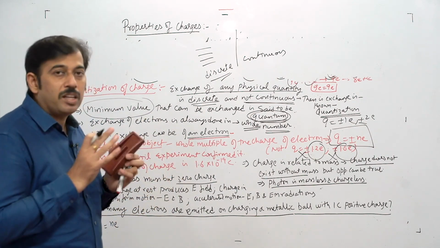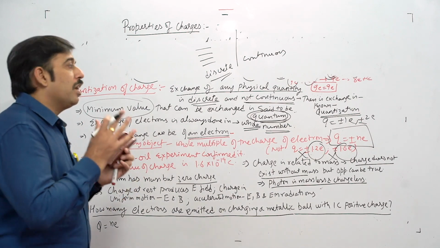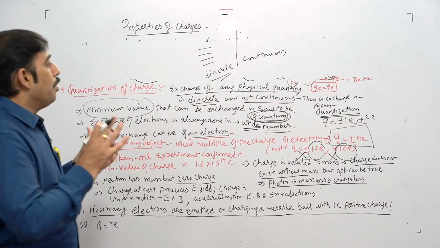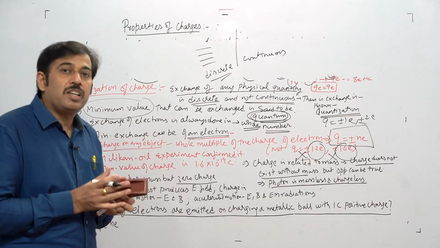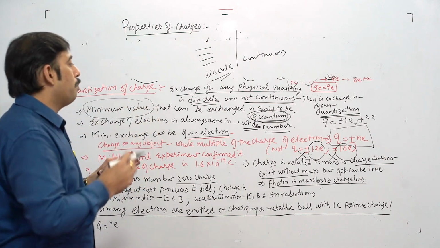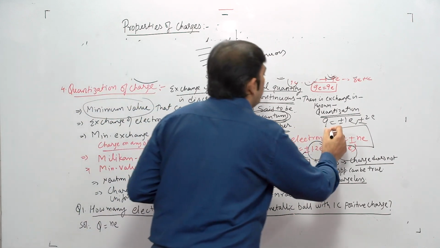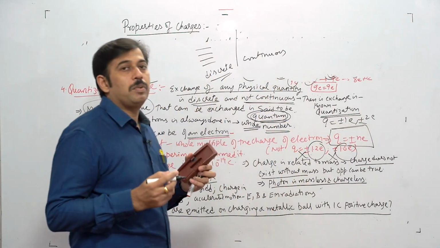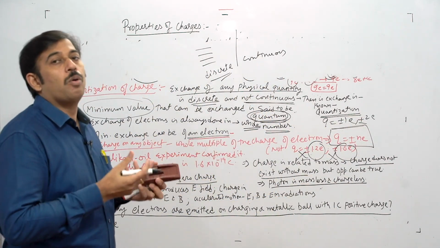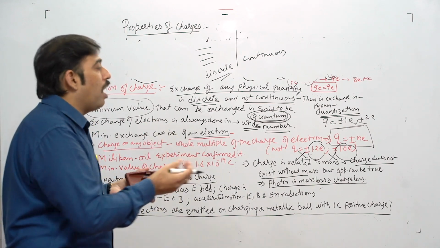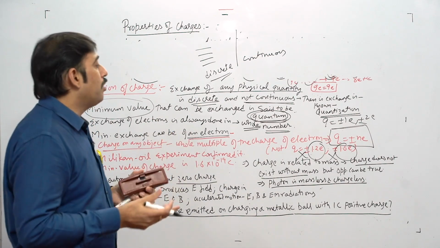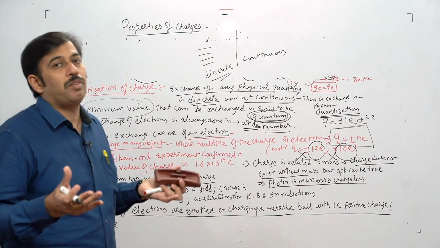So that is very clear now. Quantization means the exchange between two physical bodies has to be in whole numbers, like what we have shown here: Q equals plus or minus N E. That means N is a whole number. It can have the value 1, 2, 3 maybe, but it cannot have the value 1.2, 1.3, 1.5 like that.